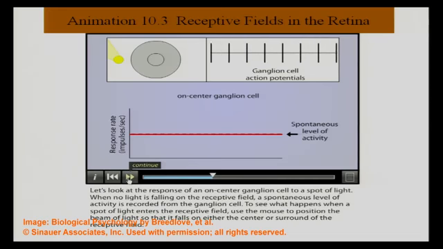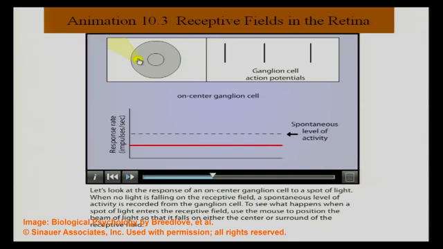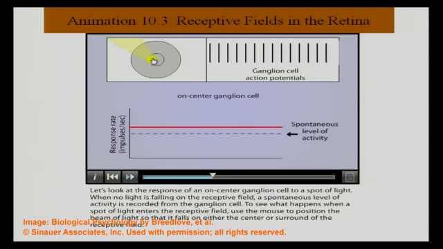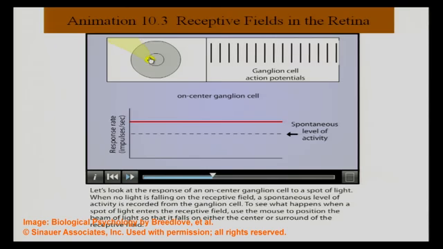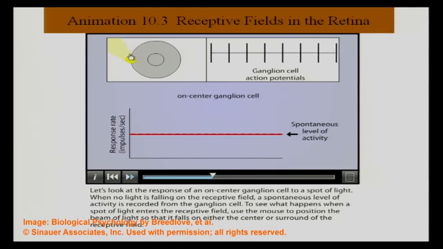So here are the action potentials. Here's an audio view of the action potentials. So now I'm in the antagonistic surround, so I have an increase of light in the off surround, and so that turns down the response. Now if I put the light in the center, now I turn up the number of action potentials. I turn them down. No light on the receptive field, you just have a constant spontaneous rate of response.